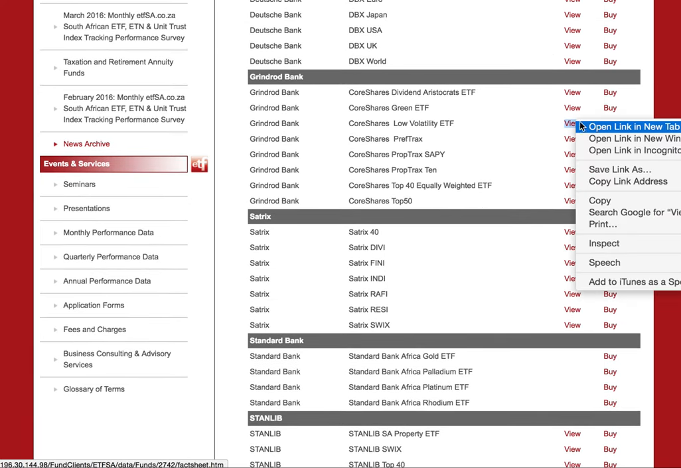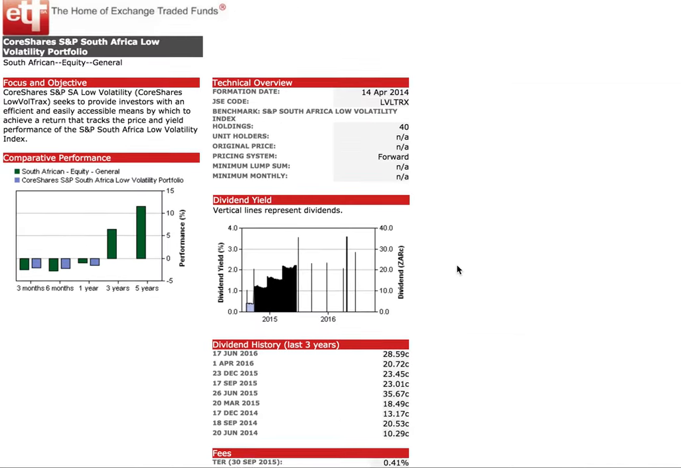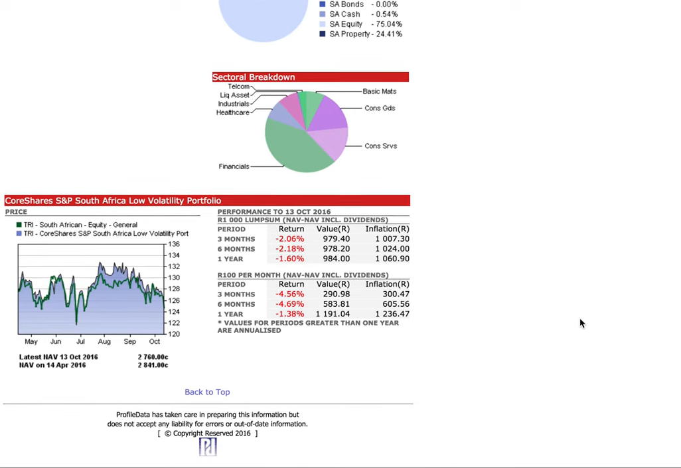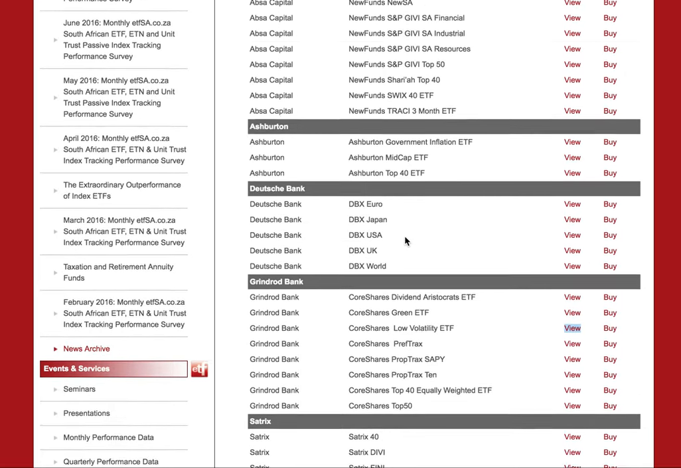Maybe we should do that? Let's look at one more. Let's look at the low volatility one. This one should perform better than the other ones given the bad situation. Oh, no, they didn't. Never mind. So anyway, I'll let you guys come to this website and play around with it.